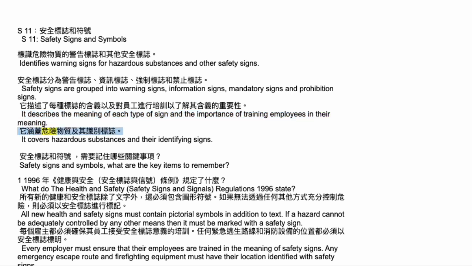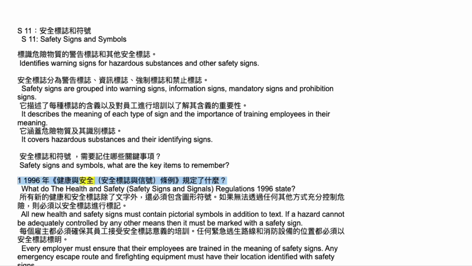It covers hazardous substances and their identifying signs. Safety signs and symbols. What are the key items to remember?